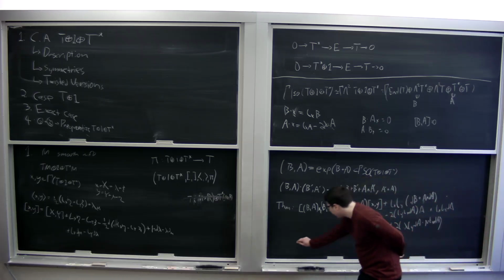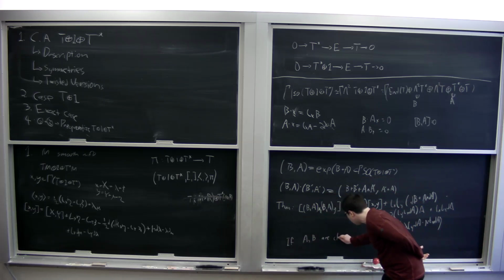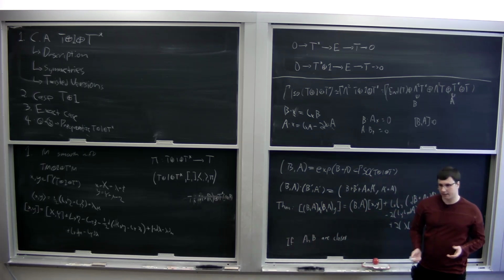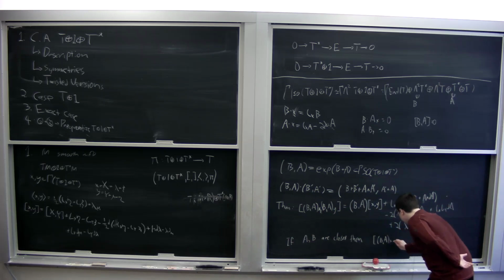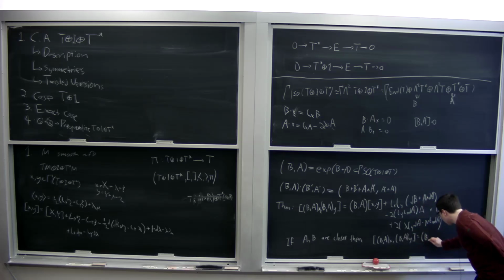So if A and B are closed, then we have that the BA field is an actual symmetry of the Courant bracket, right? Then BA acting on X, BA acting on Y is just BA acting on the bracket of X and Y.